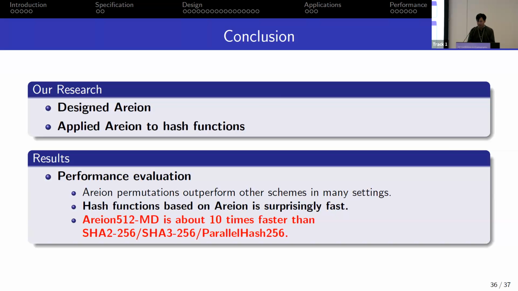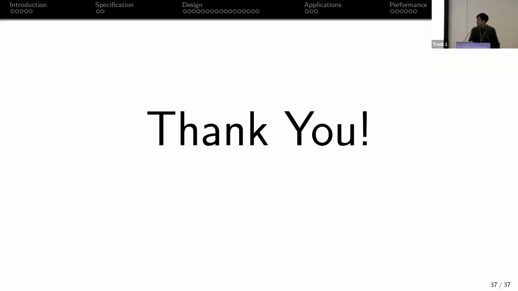In this research, we designed Rayon and applied Rayon to hash functions. And we show that Rayon permutations outperform other schemes in many settings. And hash functions based on Rayon are surprisingly fast, especially Rayon 512 MD, which is at most 10 times faster than SHA-2 256, SHA-3 256 and ParallelHash 256. And this is the end of my presentation. Thank you for your attention.